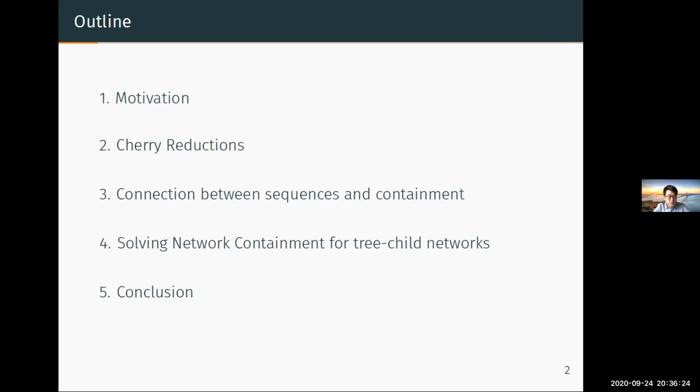So to do this, we'll have to define some terminology. So we'll go over some cherry reductions for a given network. And we'll see that these cherry reductions will give some sequence of ordered pairs, and these ordered pairs represent the cherries. And in the third part of the talk, I'll talk about the connection between these sequences and this network containment. And finally, I'll show that this network containment problem can be solved in linear time for tree-child networks.